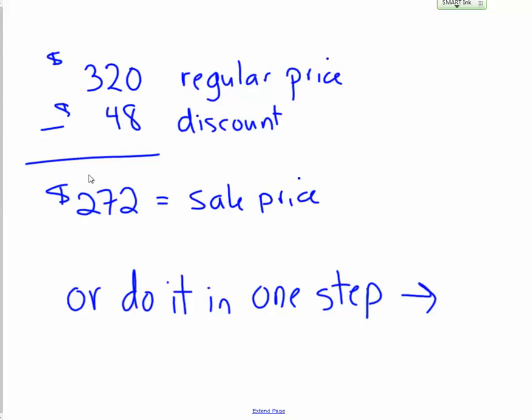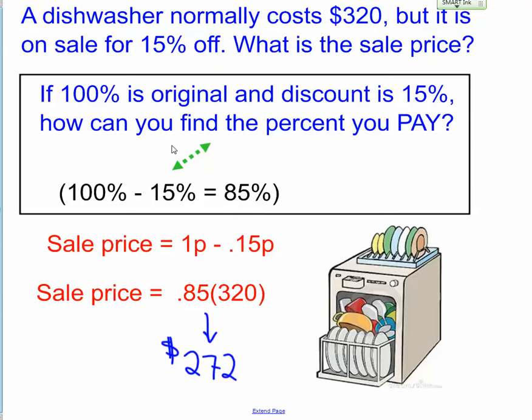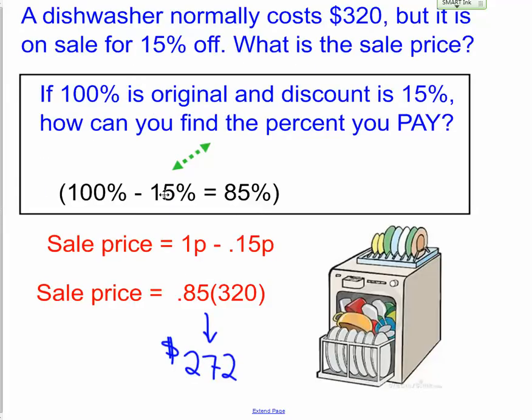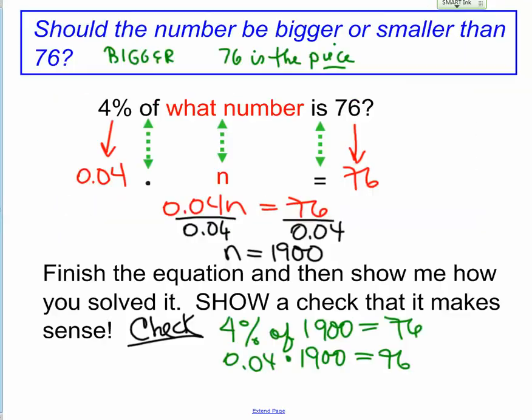Now I can do that in two steps, or I can do it in one step. If they're going to take off 15%, you can just subtract the 15% from the original 100%. That means I'm going to pay only 85%. And now my sale price is one step, 0.85 times 320. And there's my sale price of $272. Notice the same thing I had before, $272. But if I subtract first from 100%, I just have to do one multiplication problem. I don't have to write this out. I can do that in my head. So that's a little bit faster. But if you need to do it in two steps, that's fine. Okay, then you practice some.